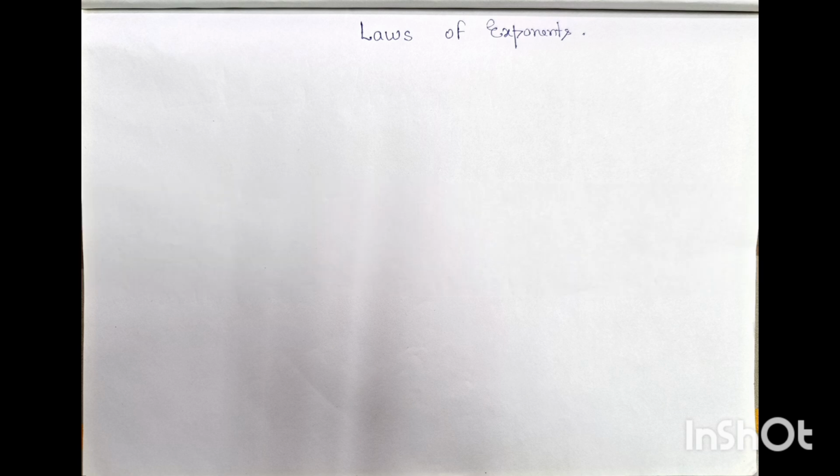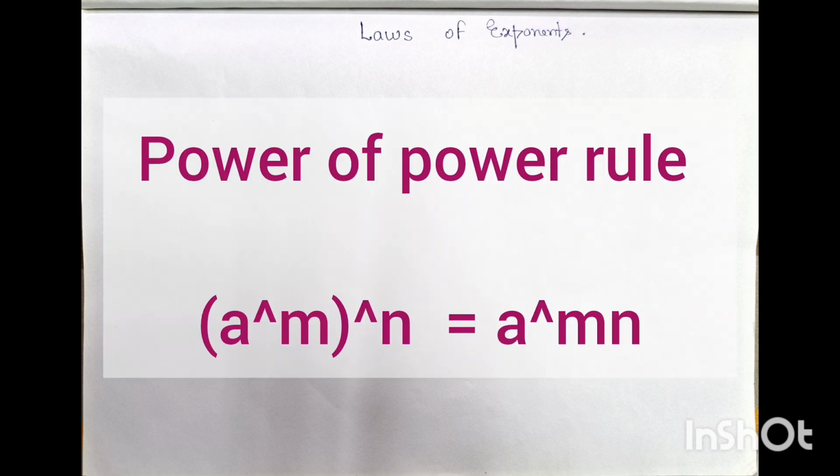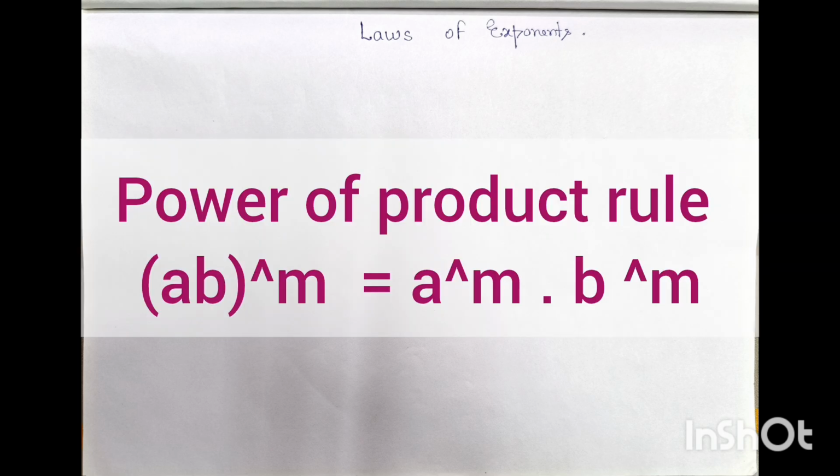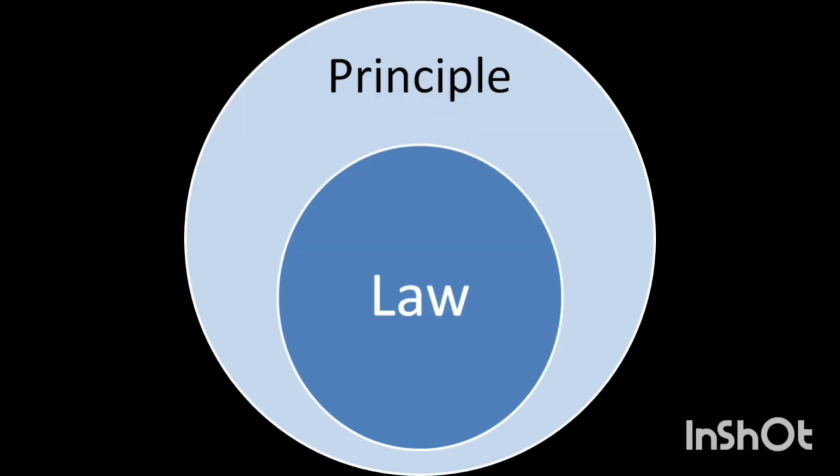So, to address these challenges, I am here to discuss three of the most important laws of exponents, which are first, power of power rule, second, power of quotient rule, and third, power of product rule. So before starting, let's have a quick understanding of laws. So what are laws? The laws are the principles. Okay, so those principles are the fundamental rules which help us in guiding how things generally work in nature.